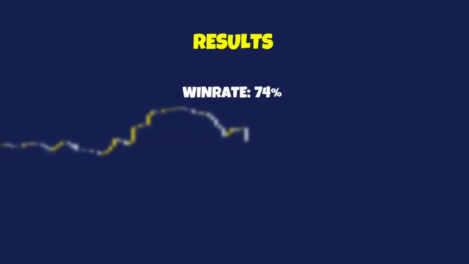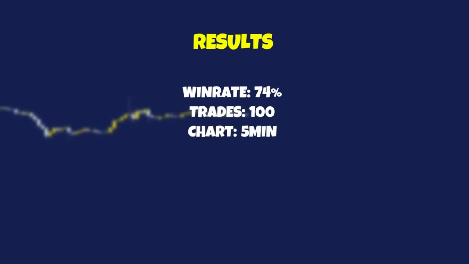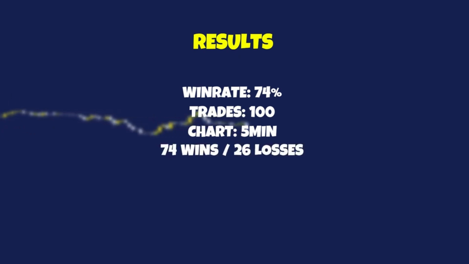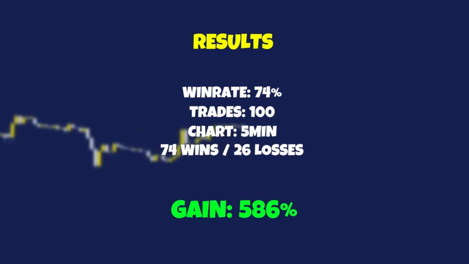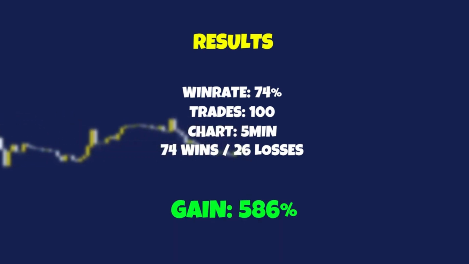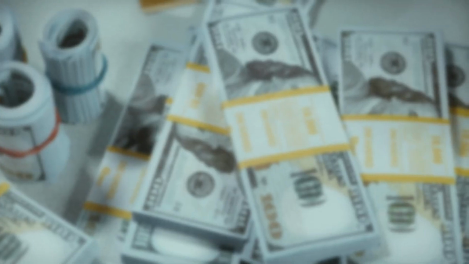So here are the awesome results for this strategy. We managed a 74% win rate over 100 trades on a 5-minute chart. Both Forex and crypto markets had a similar result. We had 74 winning trades and only 26 losing trades, which is pretty good to see, and had an amazing gain of 586% overall. I would say this is an awesome strategy to use for quick traders, and if you prefer swing trading, then using those partial take profits at different EMA levels will really help out. But that's all for this video.